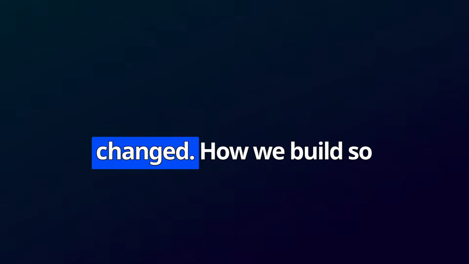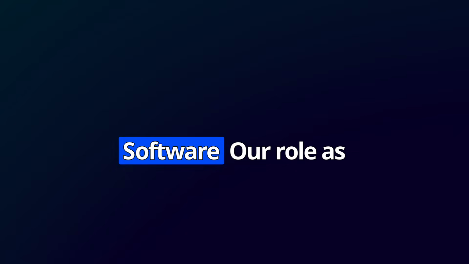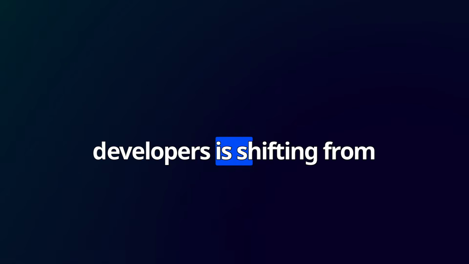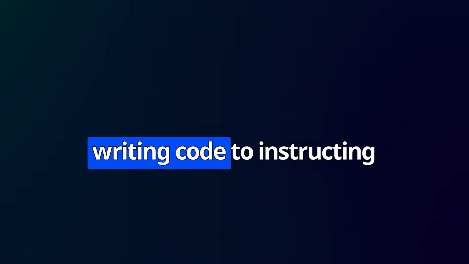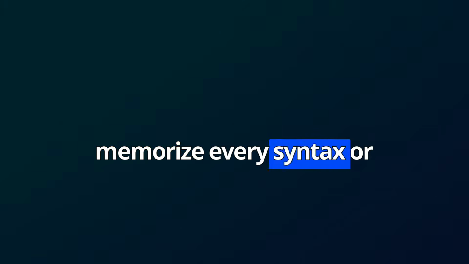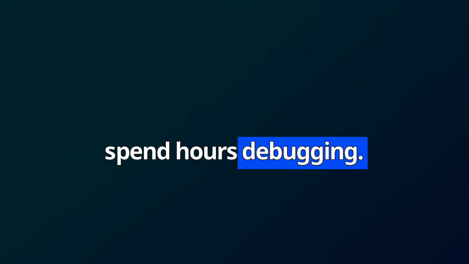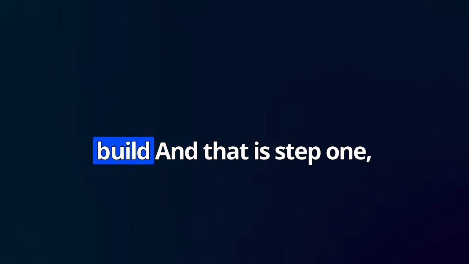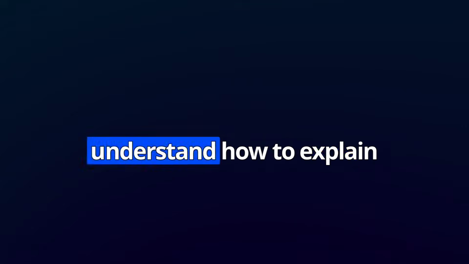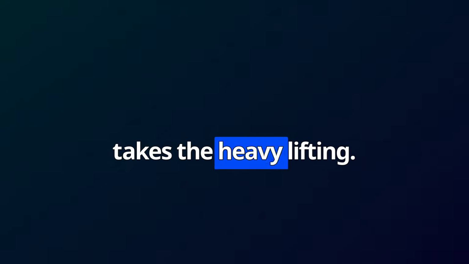AI has changed how we build software. Our role as developers is shifting from writing code to instructing the AI. We don't need to memorize every syntax or spend hours debugging. Now, all we need is a clear idea of what we want to build. And that is step one. Bring your idea. Once you understand how to explain your project clearly, AI takes the heavy lifting.